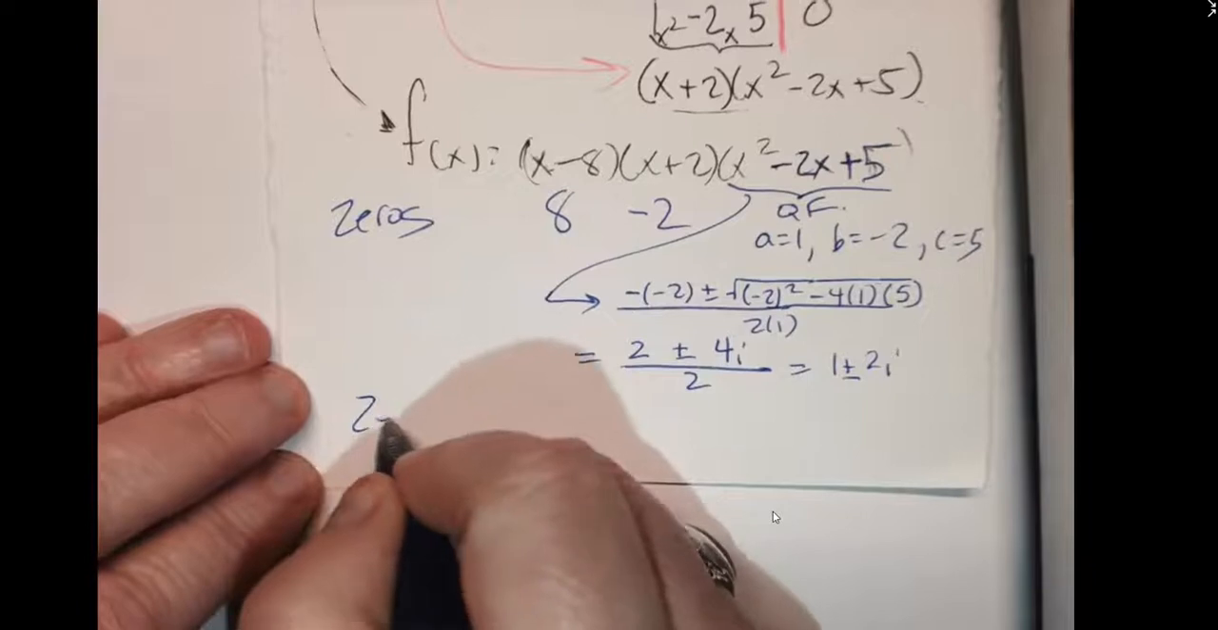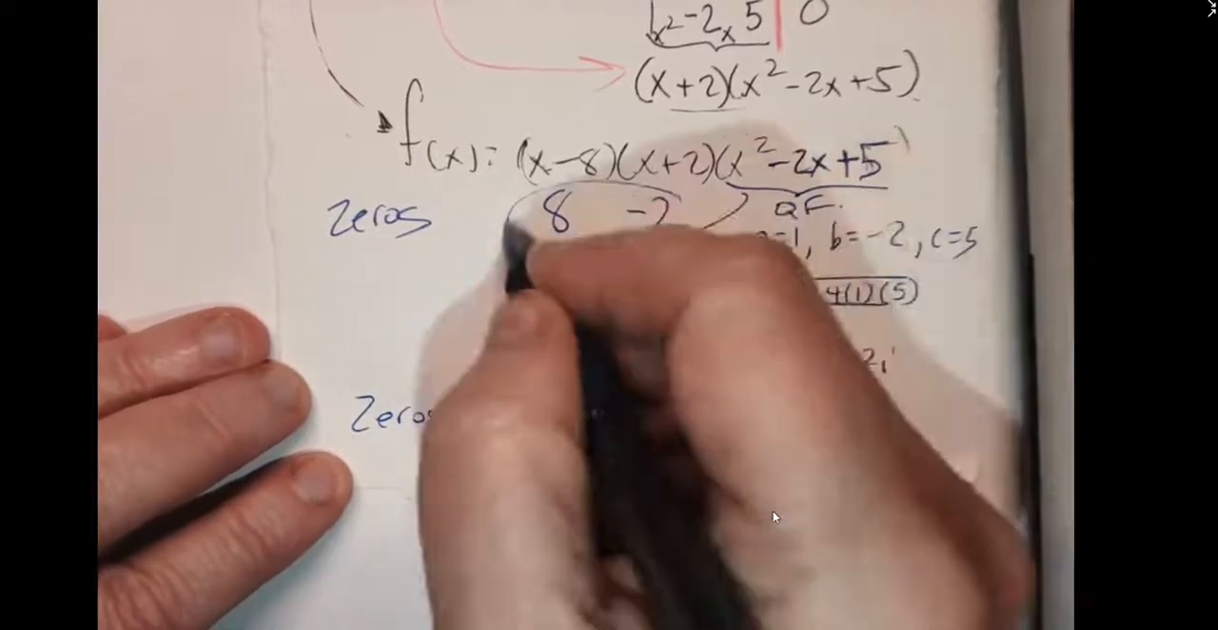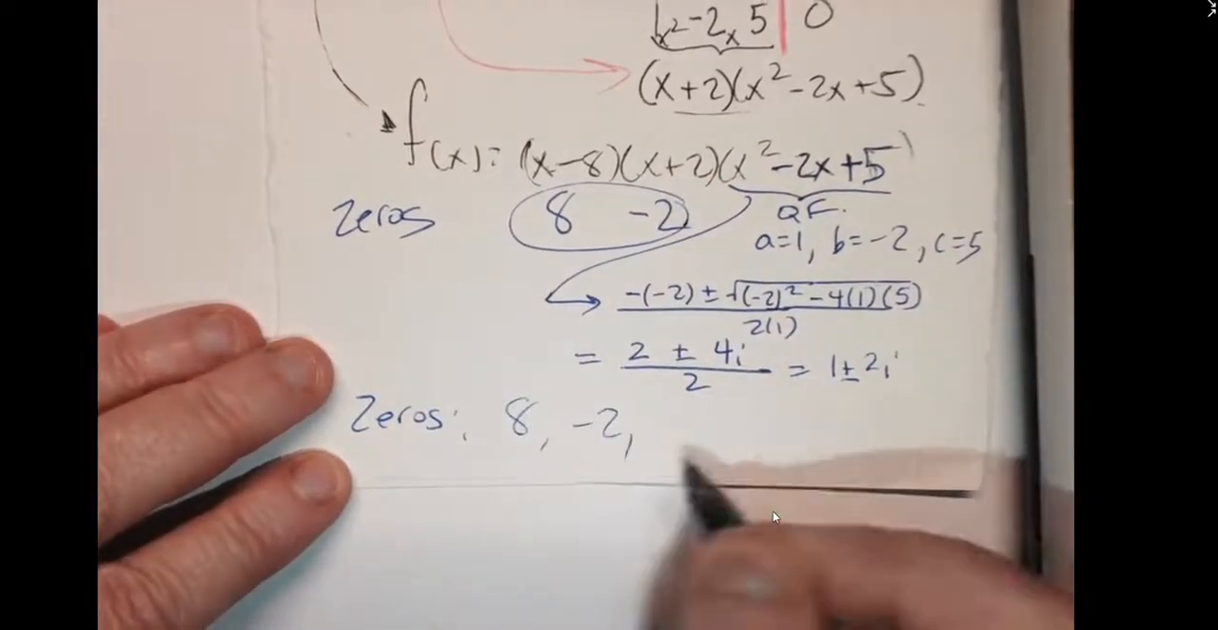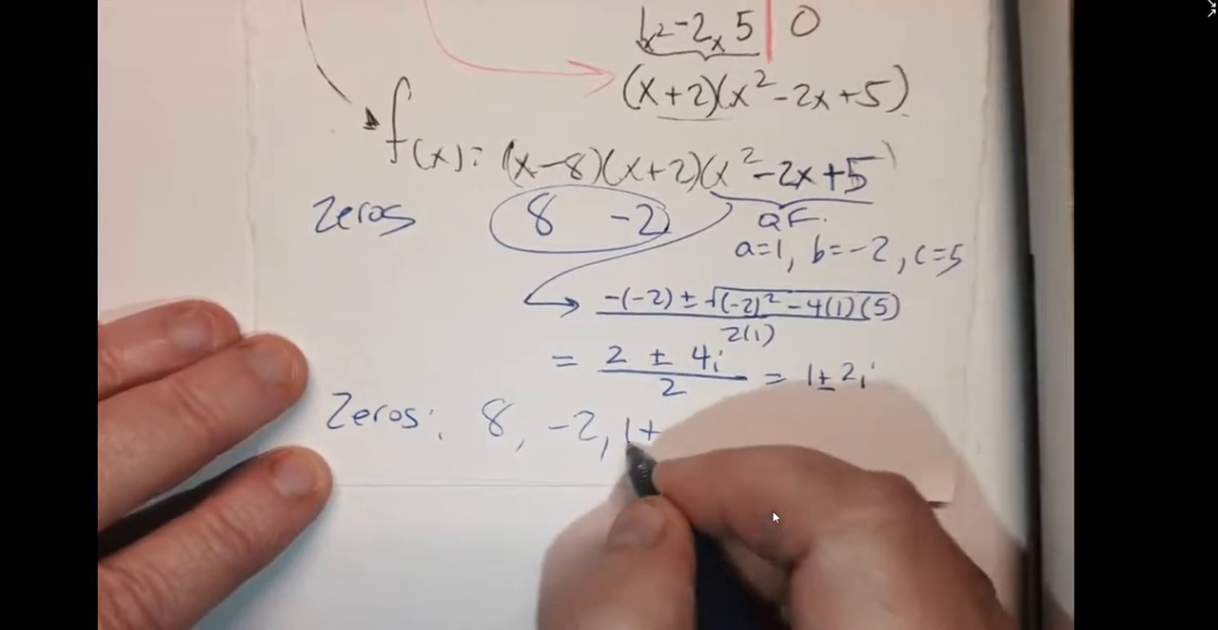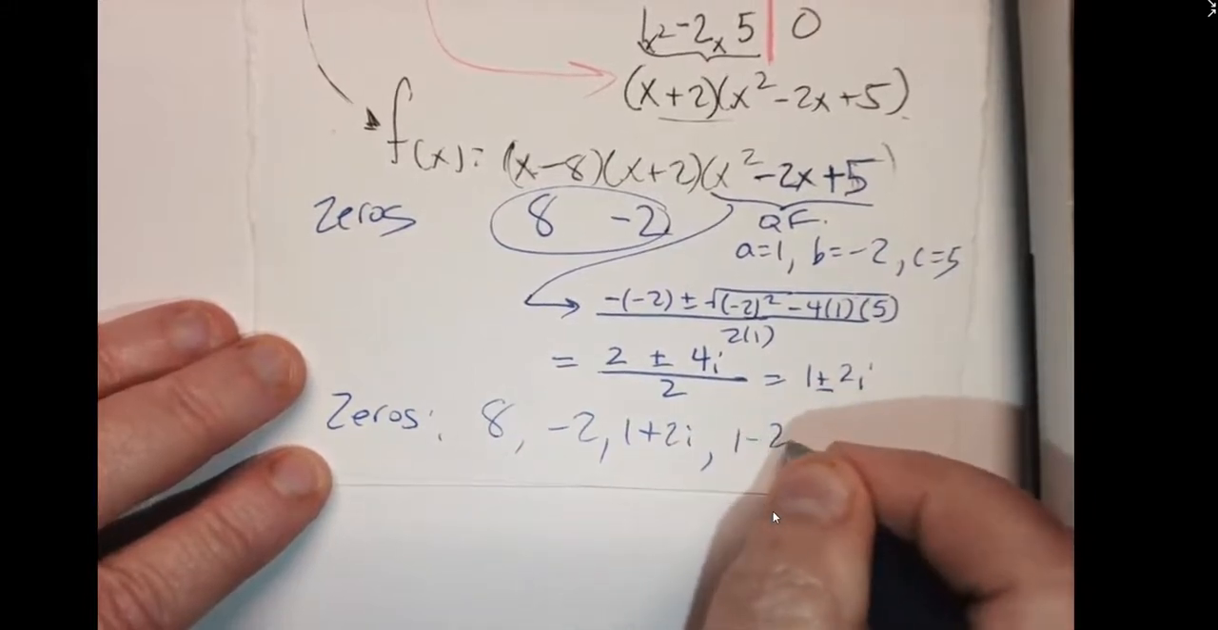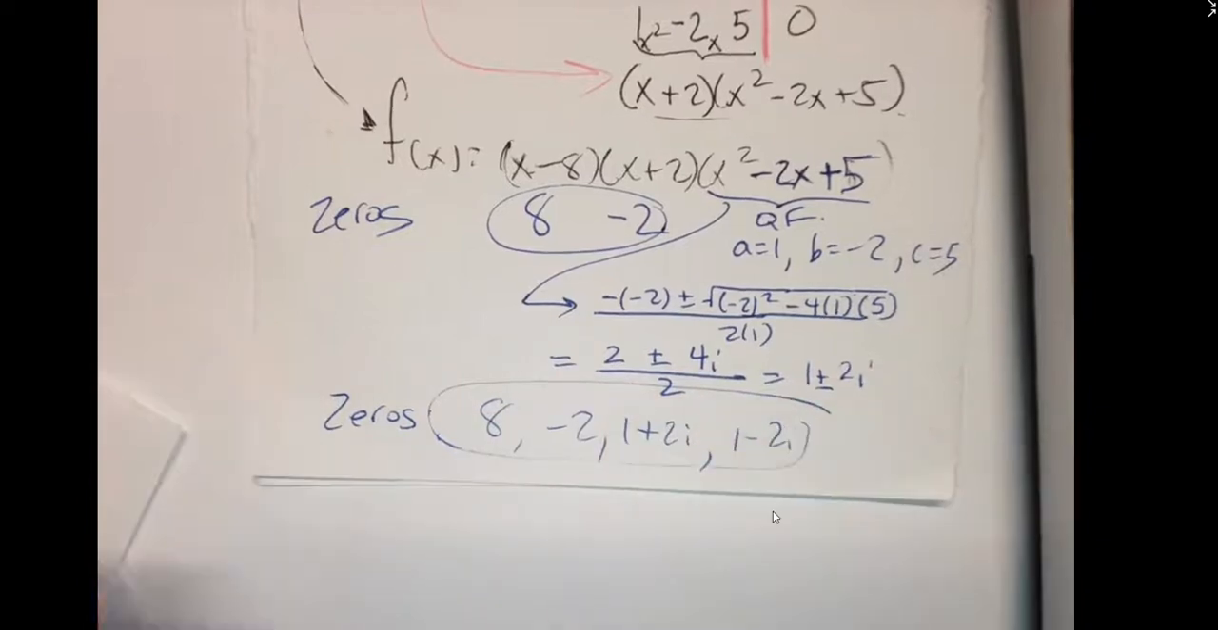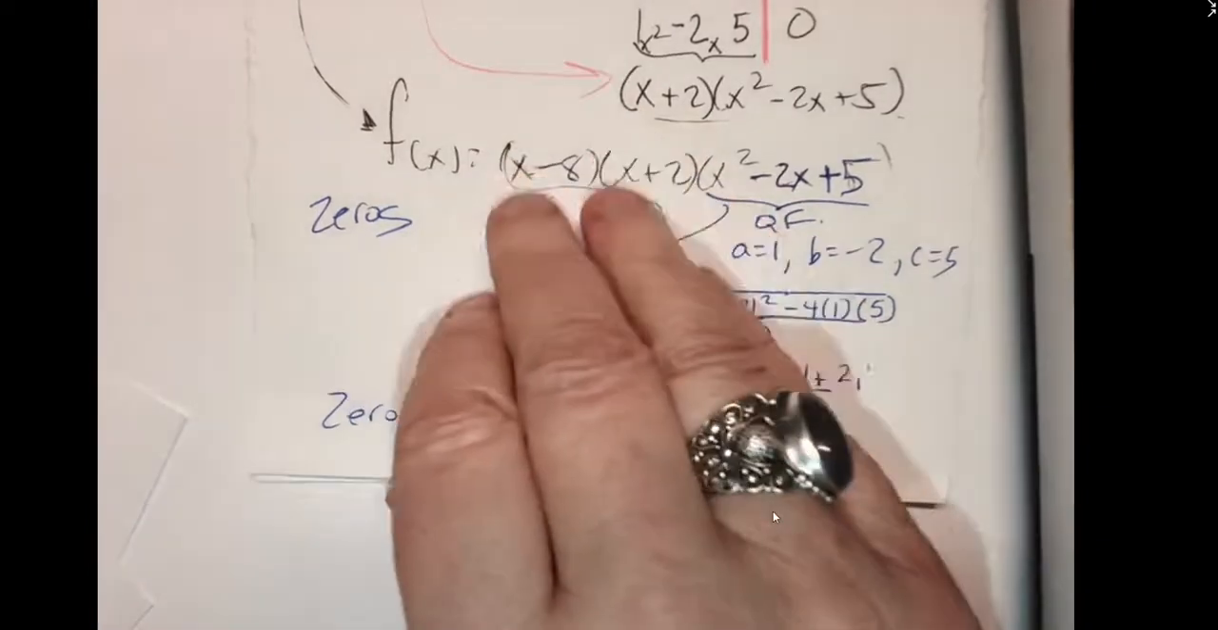So my zeros, there's 4 of them. They're 8, -2, 1 plus 2i, and 1 minus 2i. Those are my 4 zeros. So it has degree 4, and there will be 4 distinct zeros. Okay.